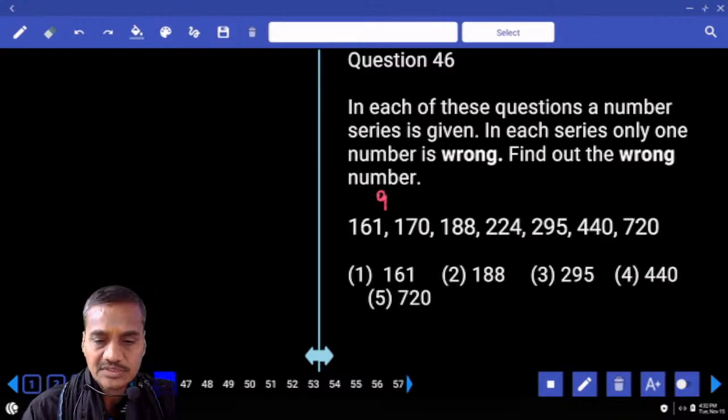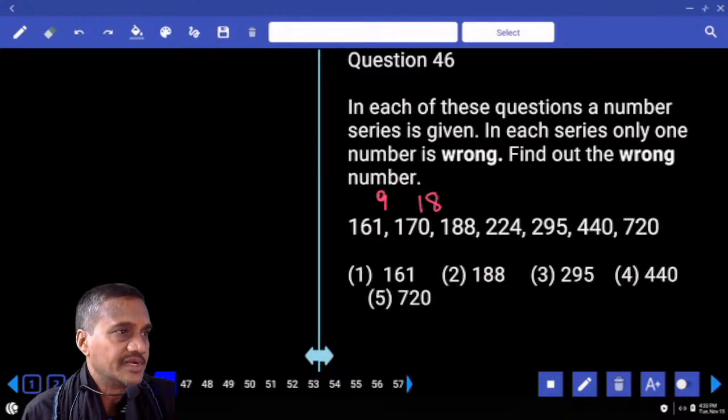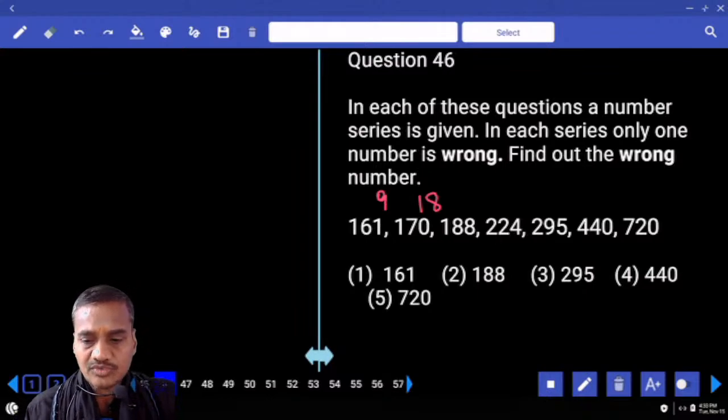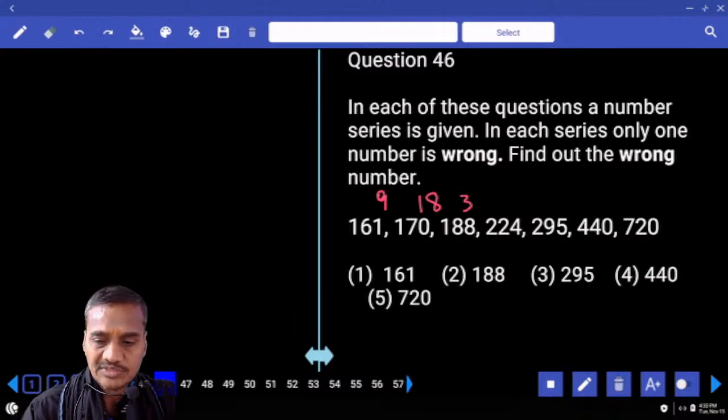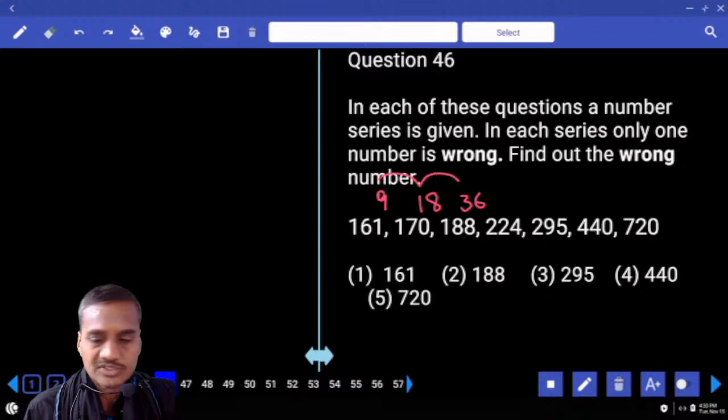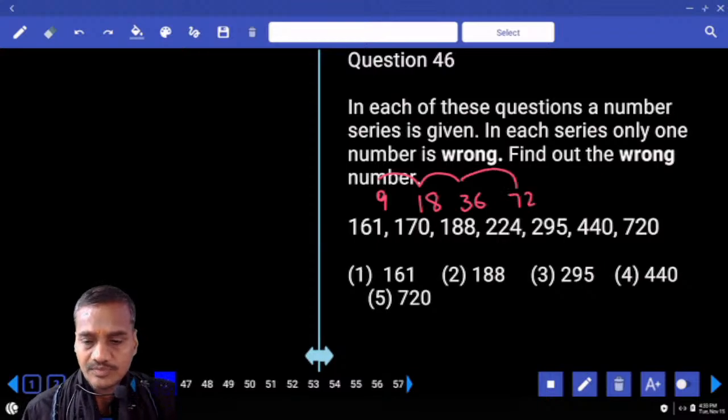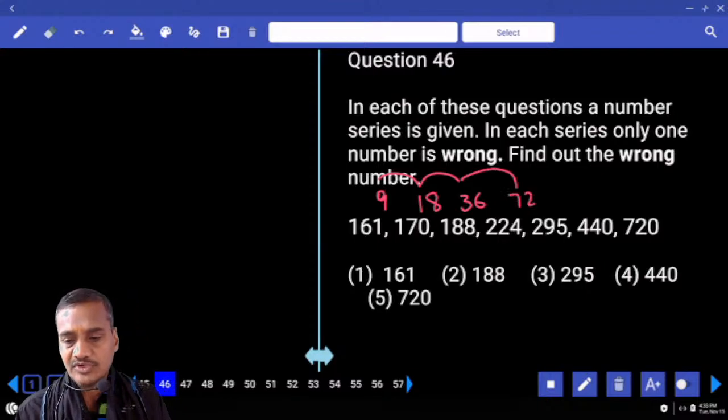9 is the difference. Next 170 and 188, the difference is 18. 9 and 18 can be written as 9 into 1, 9 into 2. And next one 188 and 224. Now the difference is so much, 36. 9 into 2, 18. 18 into 2, 36. Next one 36 into 2, what should be the number? 72. Now 72 and 224 plus 72 is so much?